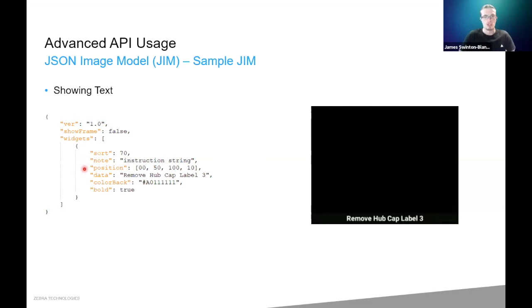I've put the position through as 0, 50, 100, 10. So 0 on the x-axis, 50 on the y-axis, 100 width and 10 height, and then that displays a small box down here. So we can see that the data is "remove hubcap label 3", which is the text, and then the background color is just off black, and it's been bolded as well.